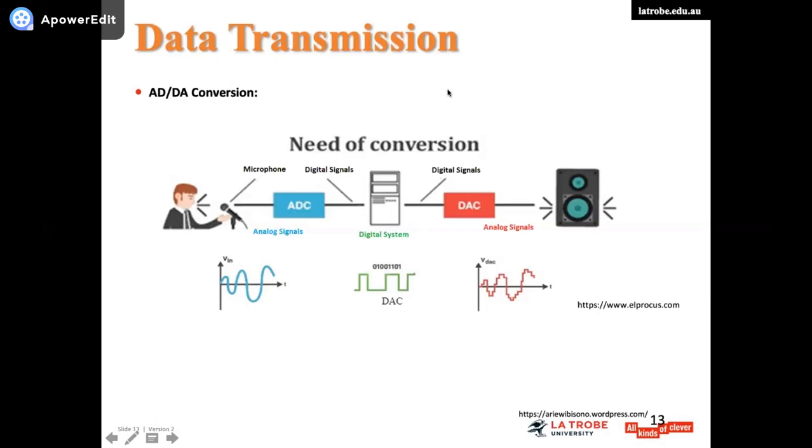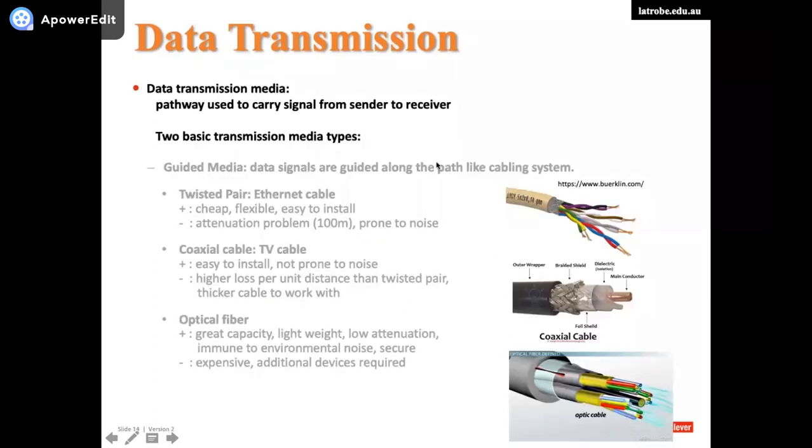So the next concept for data transmission is the data transmission media. It means the pathway used to carry signal from sender to receiver. There are two basic transmission media types. First is called guided media. So data signals are guided along the path, like cabling systems.